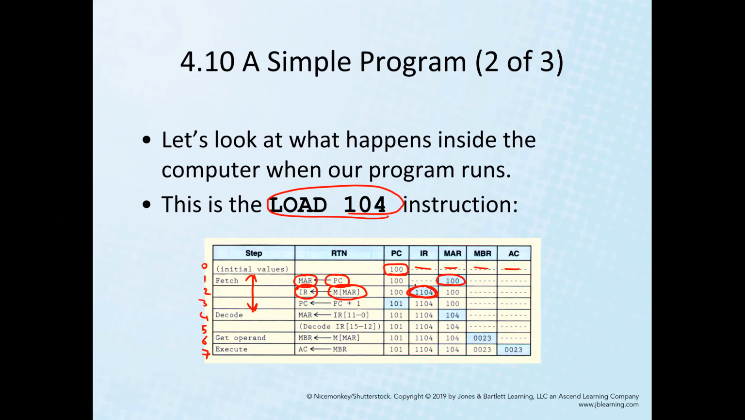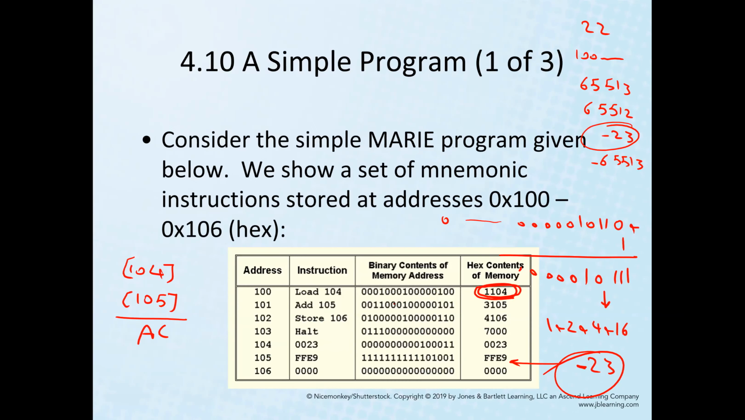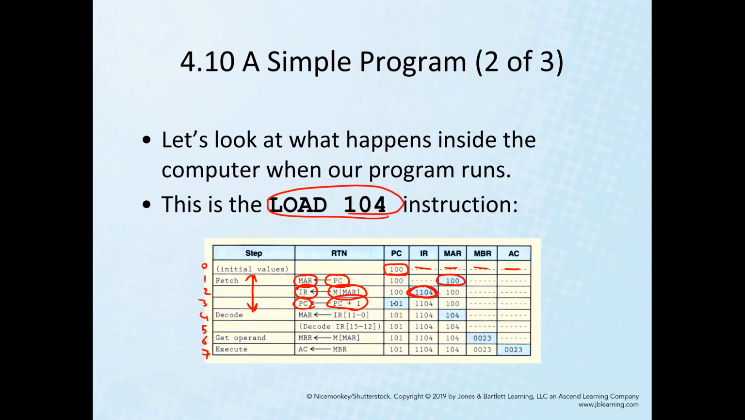The last step in the fetch cycle is incrementing the PC, the program counter. And now the program counter is pointing to the next instruction. So 100 will be updated with 101. So now the program counter has a value of 101.